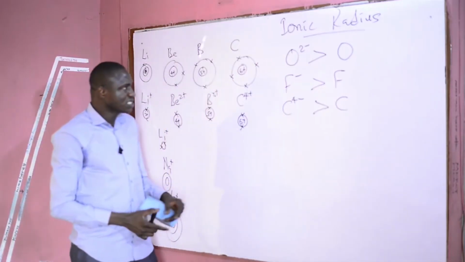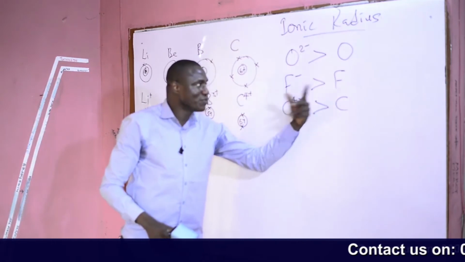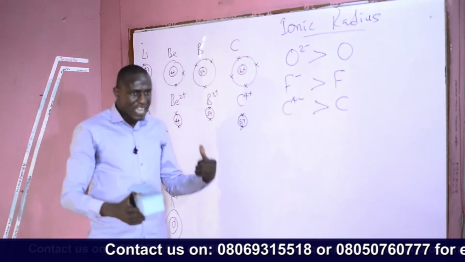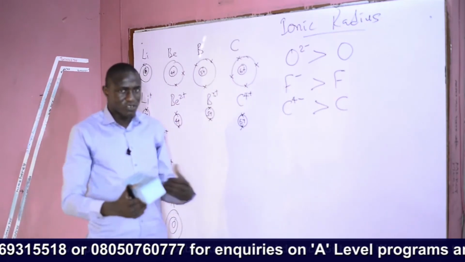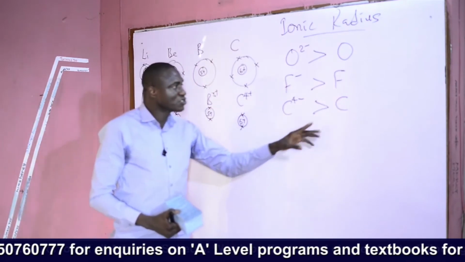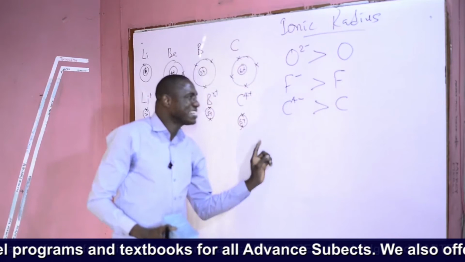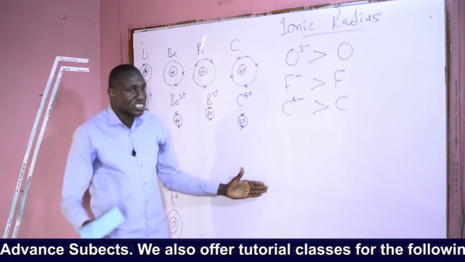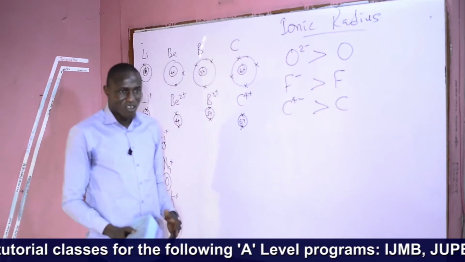Why? Because neutral atoms gain electrons before they are ionized to become negatively charged. So by gaining electrons, more electrons are being added to the valence shell, and there is an electrostatic force of repulsion between the electrons already present in the outermost shell of that atom and the added electrons. That increase in electrostatic force of repulsion, not attraction, repulsion, tends to increase the size of the atom.